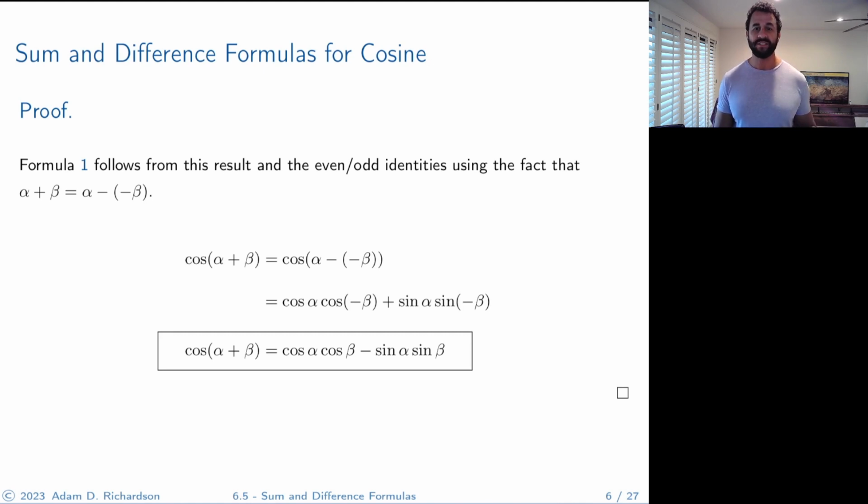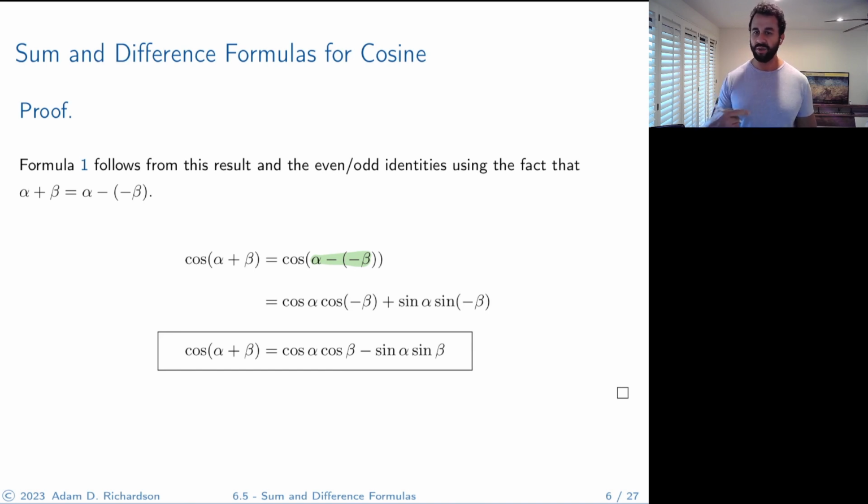Formula 1 is just going to follow from the even and odd identities and the clever fact that alpha plus beta is equal to alpha minus negative beta. That's how we're going to do this. So here we go. Here's the clever part. We're going to rewrite cosine of alpha plus beta as cosine of alpha minus negative beta.